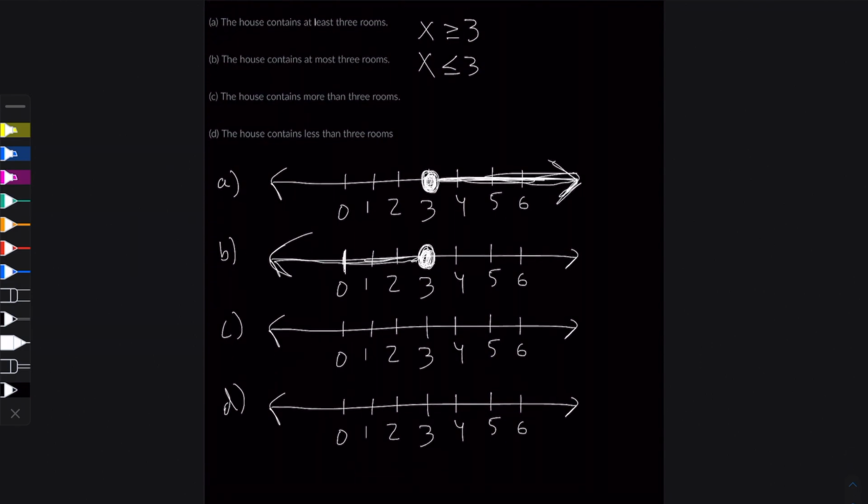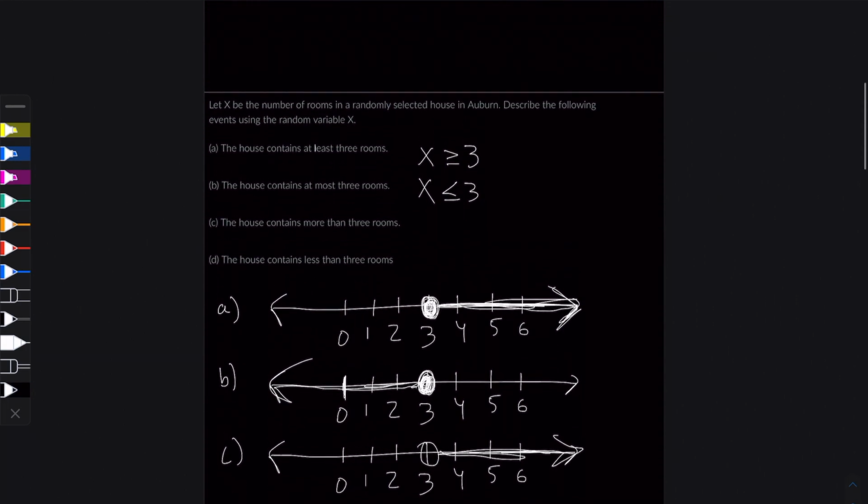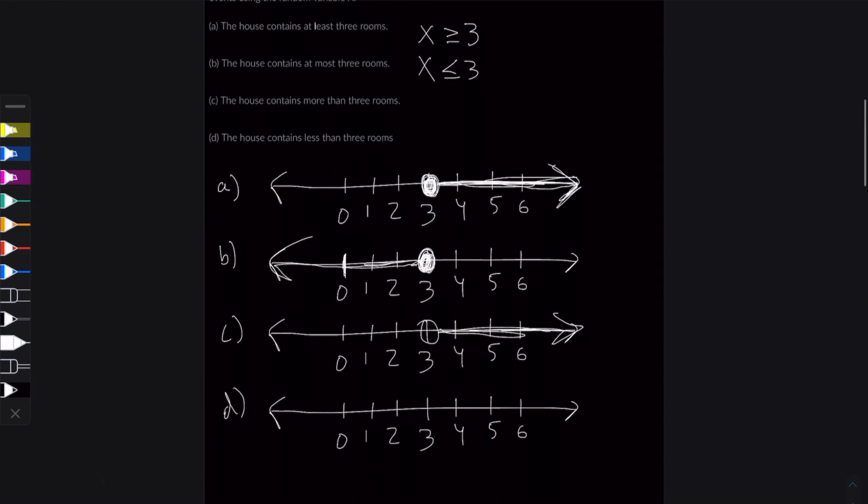So for C, the house contains more than 3 rooms. I'm going to go ahead and put our open circle there and everything to the right of it. But this time, more than 3 rooms means it does not include 3. Since this is a discrete variable, which means you can't have a number between 3 and 4, this would technically just mean that we are 4 and greater. So there's multiple ways you could write this. You could say x is greater than 3, or x is greater than or equal to 4.